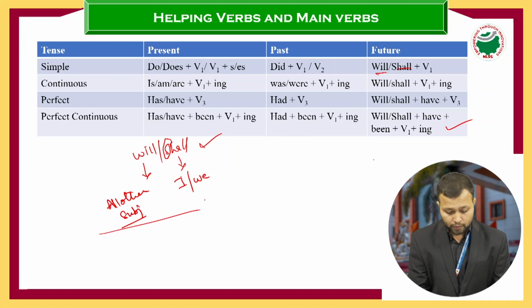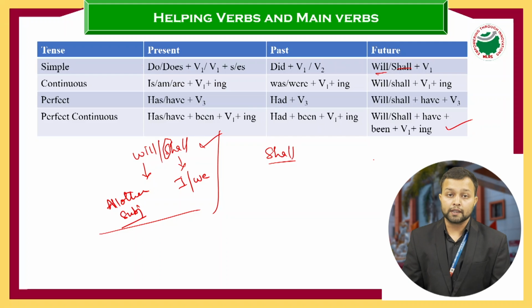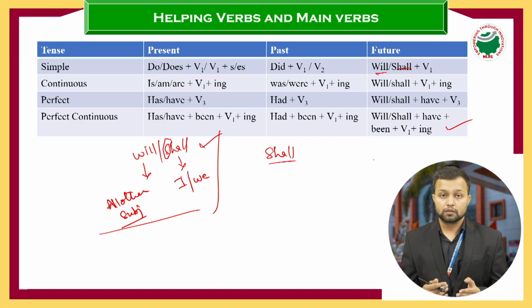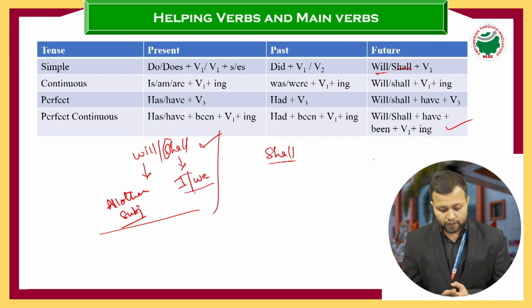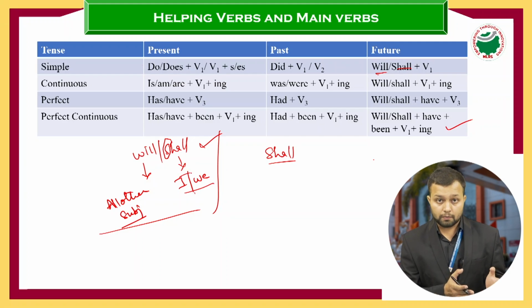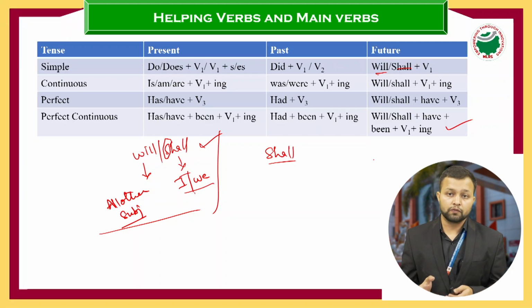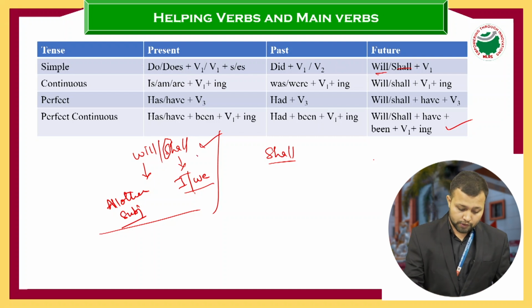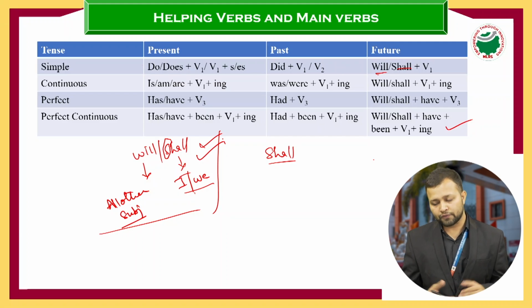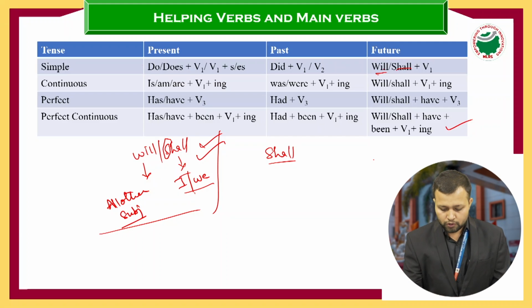One more thing that you must keep in mind, that the use of shall in modern English is minimized, is very less. Although we are saying that with I or we we use shall, you'll find that we are using will with I or we also. That is in informal language. In case of formal, we'll be using shall only, but we can use will in informal language. So will or shall will be the helping verb in simple future tense.